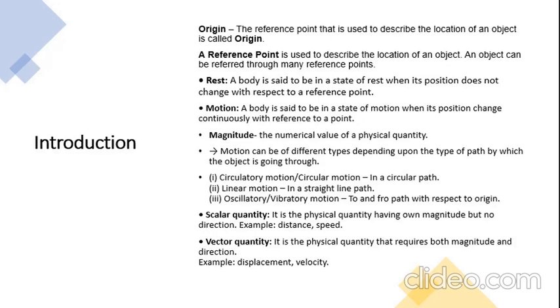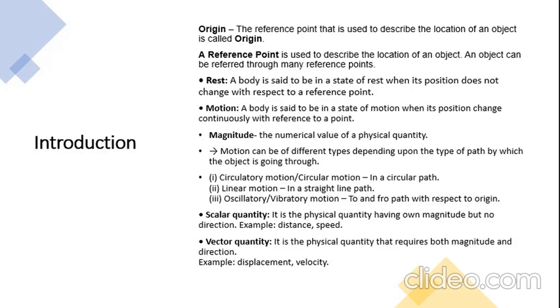Okay, now let's see some important terms which are related to motion. First, we'll see origin. The reference point that is used to describe the location of an object is called origin. Let us assume that a school in a village is 2 km from the railway station. So we have to specify the location of the school with respect to the railway station. This is called origin. And the reference point is nothing but to describe the location of an object. An object can be referred through many reference points.